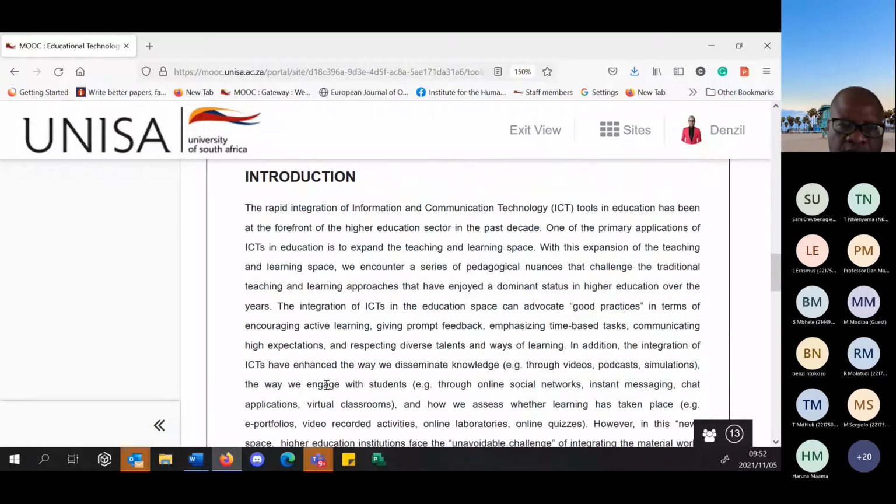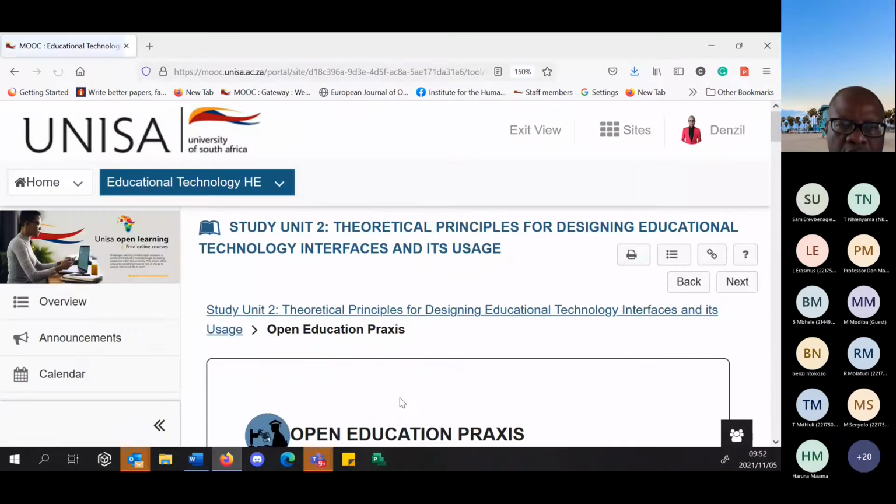The third one is open education praxis. This is something that I've been advocating for some past years. Actually, from 2016, I was seconded to the Pro Vice Chancellor's office at UNISA. And one of the things initiated at that time was what we call the UNISA Open Learning Portal, where your course is now currently hosted.